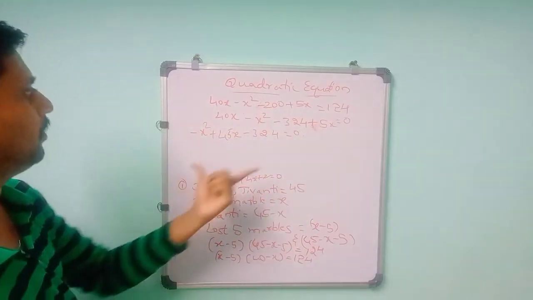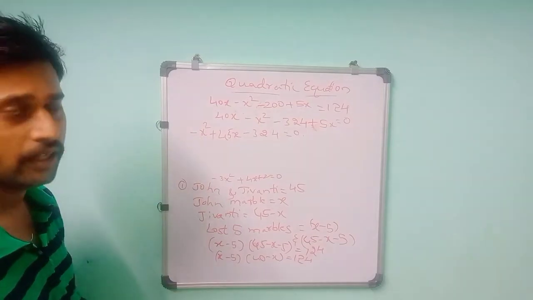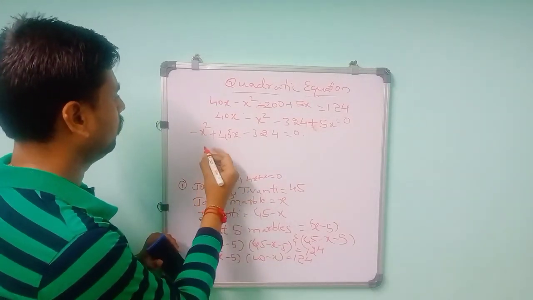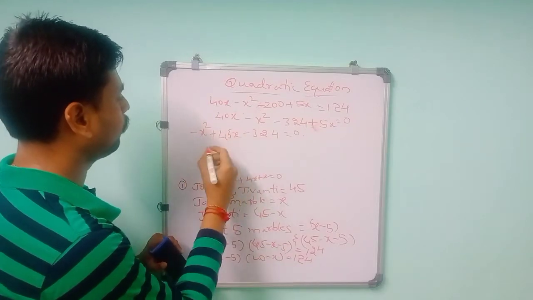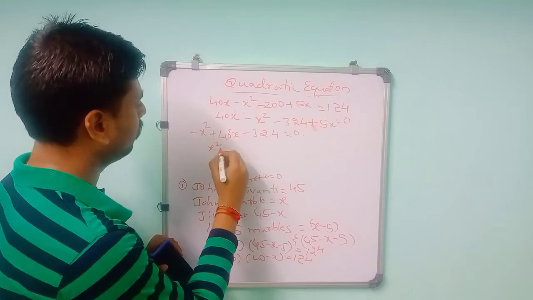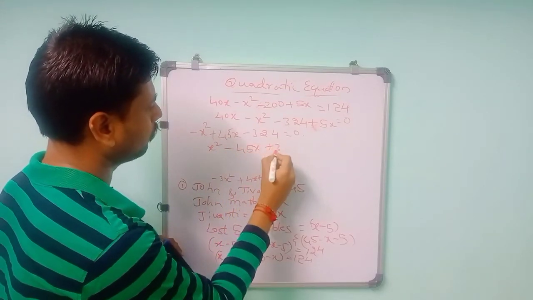While writing the quadratic equation, try to keep the coefficient of x square in the positive sign only. So here minus is there, so you take minus common. If you multiply all the terms by minus, the signs will change. Minus will become plus, plus will become minus, and minus will become plus.